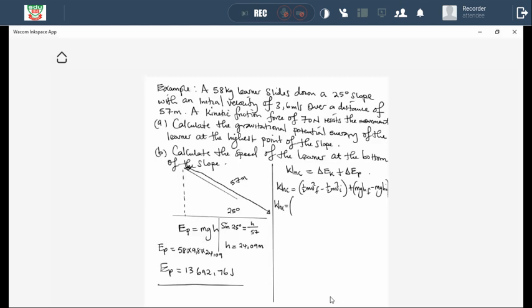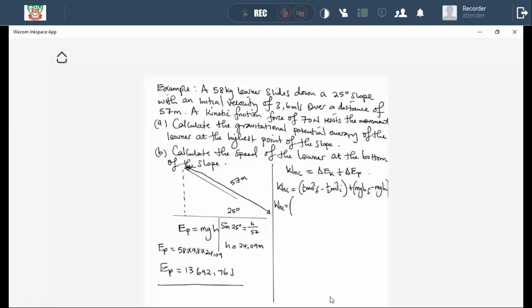We are looking for speed at the bottom. So our VF there is the one we are looking for, right? Yes. And our initial velocity is given, it is 3,6. Okay, I think we are moving together. Our initial point is going to be the top of the slope. Our final is going to be the bottom of the slope. That is our final, and that is what we are looking for.